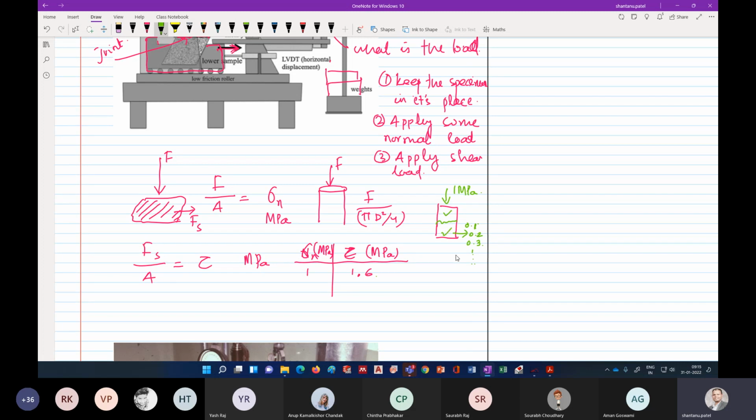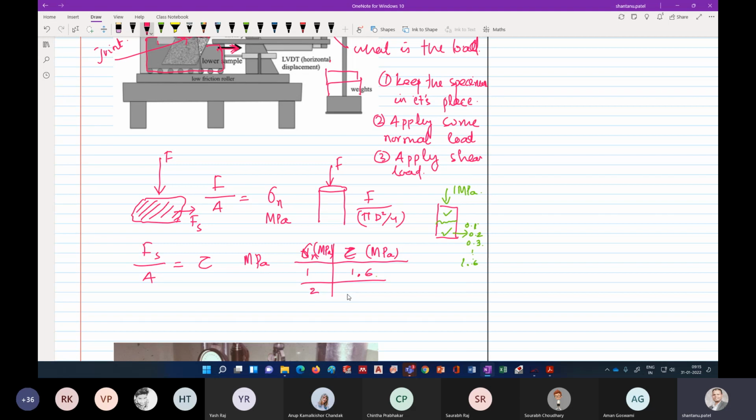Is this clear? So that load, that 1.6, we are trying to note it down. Okay, so then what do we do? We do it at another confinement. Same joint, another confinement we apply, or the sigma n, let's say 2 MPa.